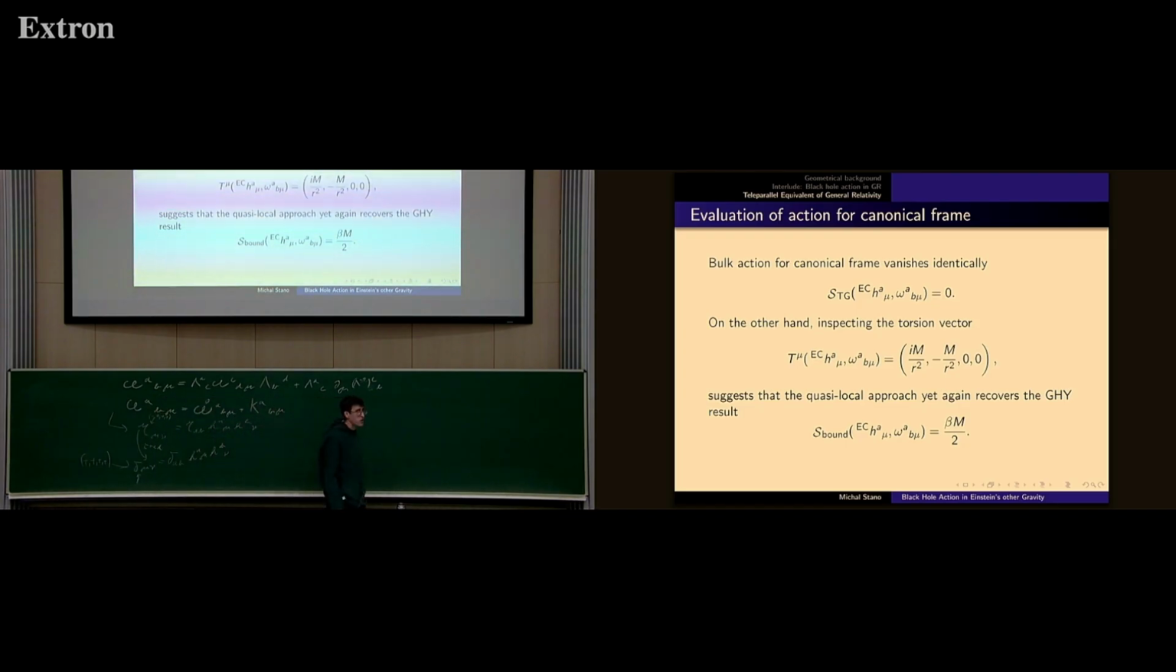On the other hand, recall that we have two options to evaluate the action in teleparallel gravity, and that is we may, instead of evaluating the bulk integral, focus on the boundary integral. So just like before, we look at the components of the vector torsion, which in this case looks like this. And then we calculate the boundary action, which turns out to recover yet again our Gibbons-Hawking-York value.